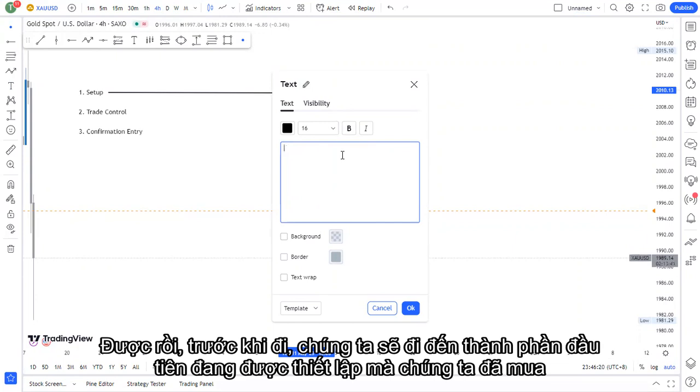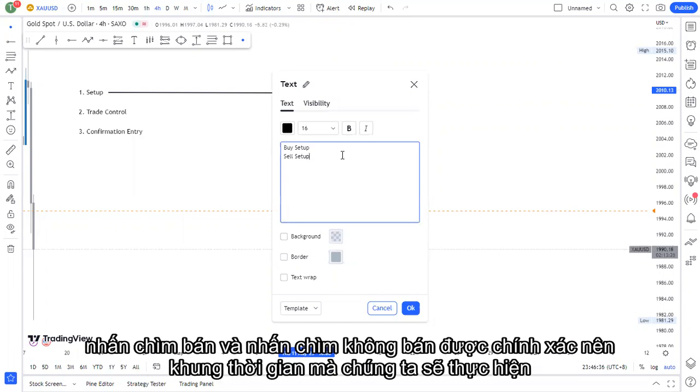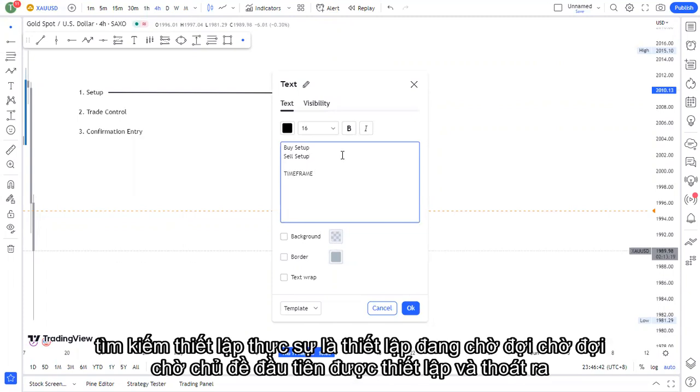Before that, let's go to the components first. In setup we have buy setup and sell setup. Buy setup is engulfing buy and engulfing fail buy. Sell setup is engulfing sell and engulfing fail sell. So the time frame that we are going to look for setup.